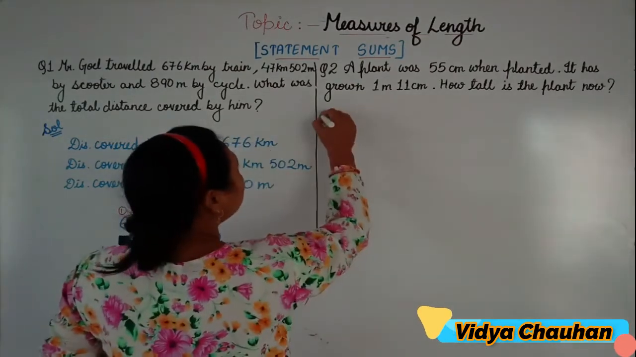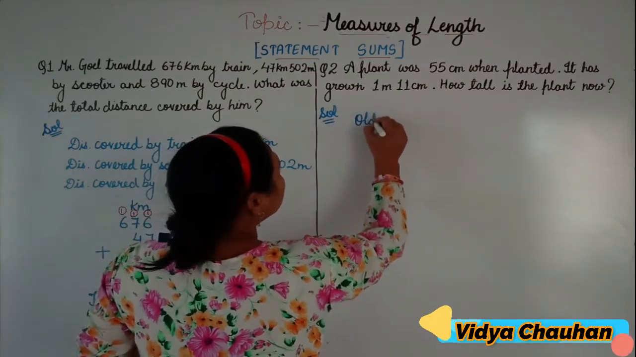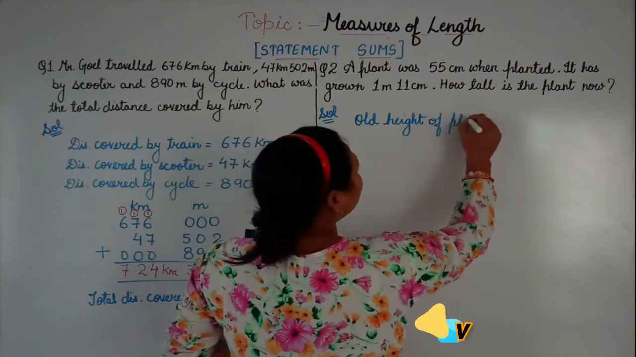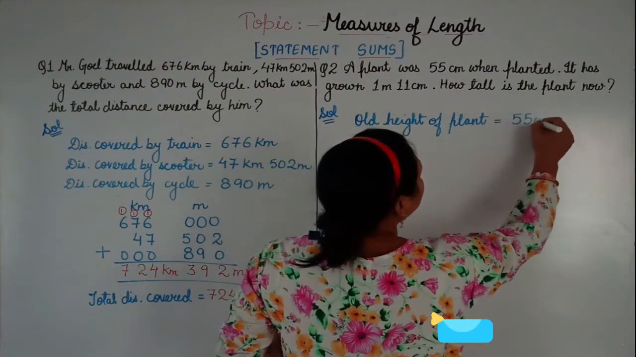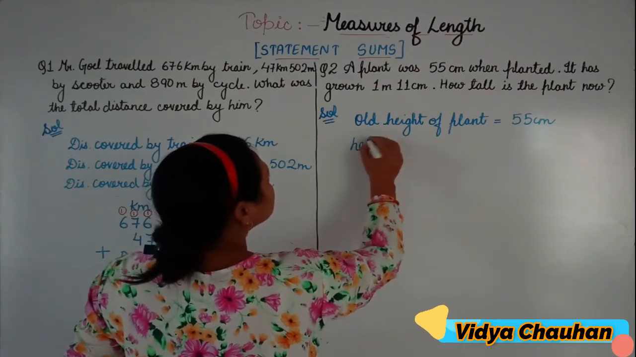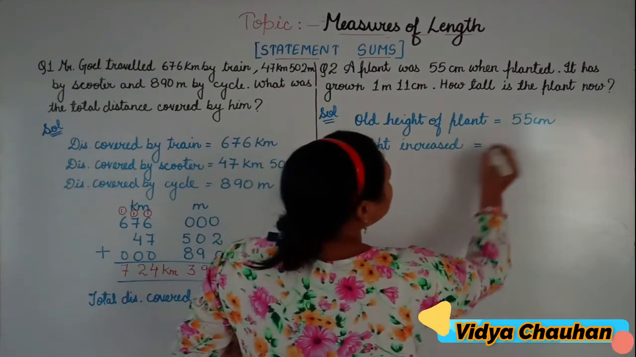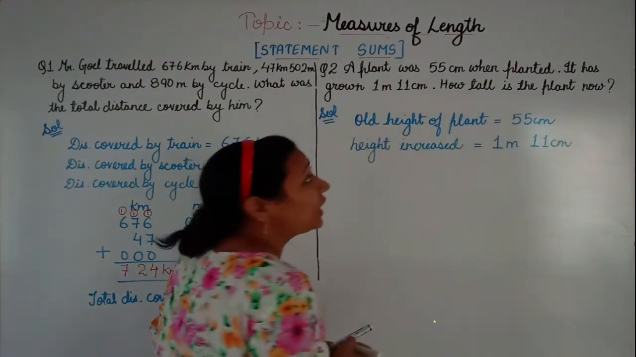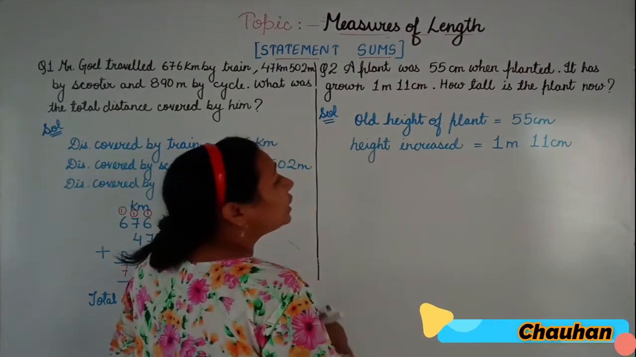So making the statements here once again. Very first, the old height of plant. What was the old height? Old height means when it was being planted, it was only 55 centimeter. After that, the height increased. How much the height is increased? 1 meter and 11 centimeter. Now we have to find the final height of the plant. So for that we need to add.